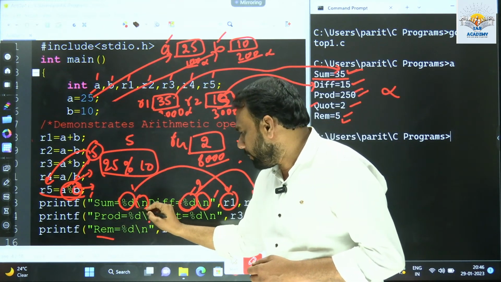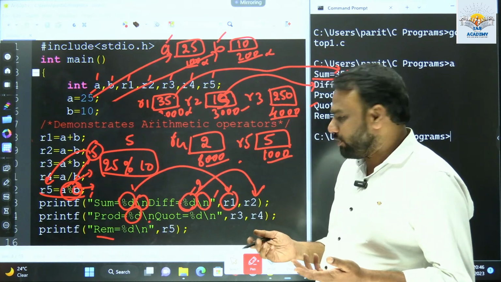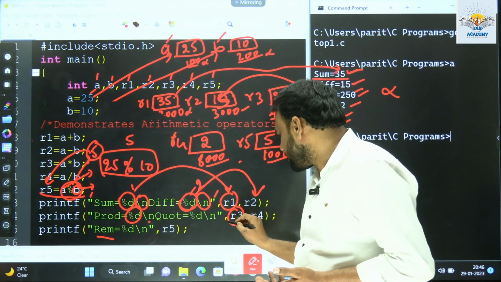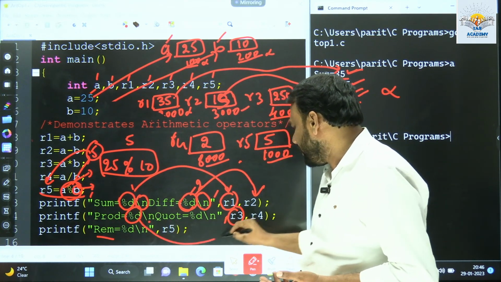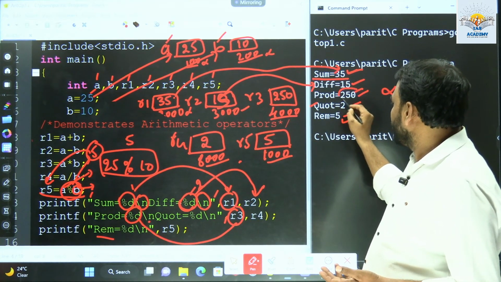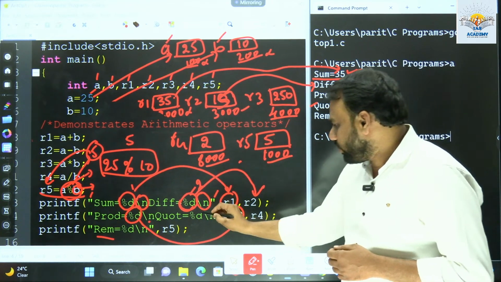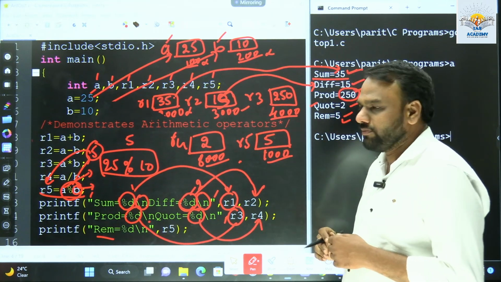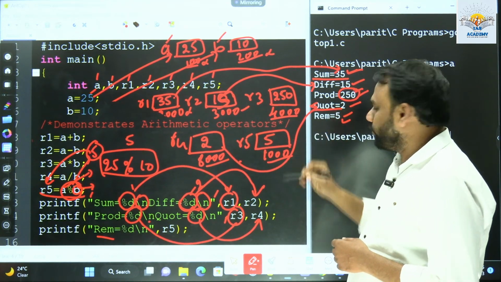So product is equal to percentage D. So this percentage D will be replaced by content of which box? R3. Because after this comma, we have first R3 and next R4. So this percentage D will be replaced by content of R3. What is content of R3? 250. So that is why here that percentage D has been replaced by 250. Next, quotient is equal to this percentage D, which will be replaced by content of R4. So here quotient is equal to content of R4, 2.